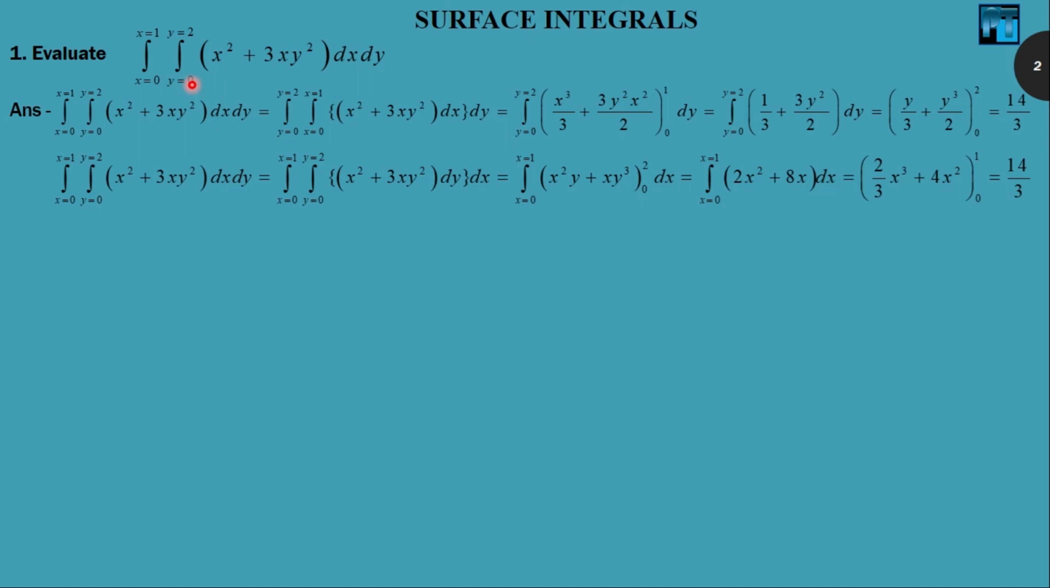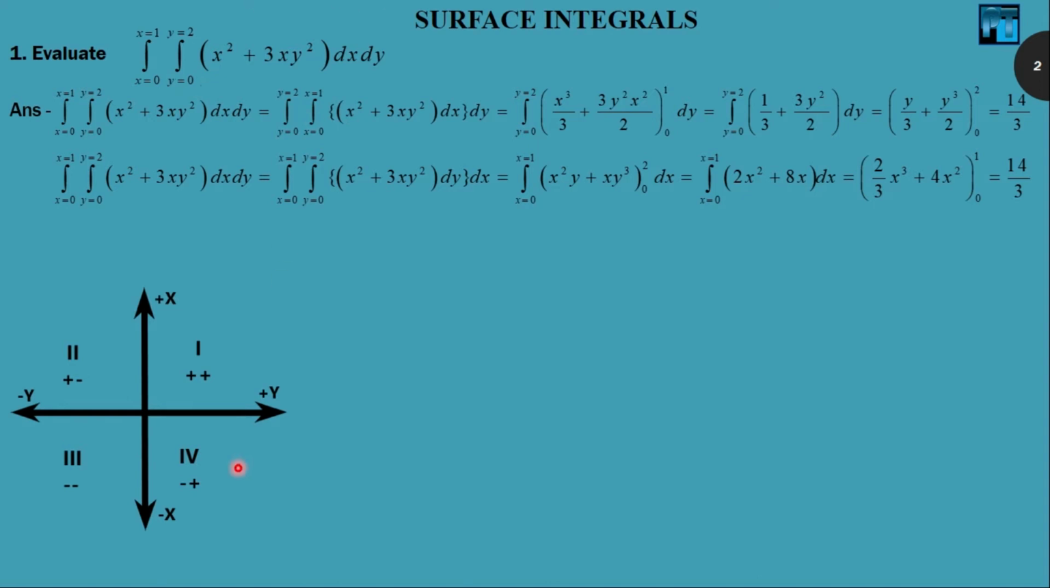Now, before I proceed to any more complex mathematics, you have to know some concepts. Like in your 2D coordinate geometry, you are familiar with this one. This is plus y, this is minus y, this is plus x, this is minus x. So what are they called? They are called quadrants. This is the first quadrant, second quadrant, third quadrant, fourth quadrant.